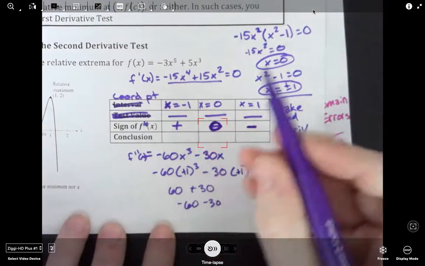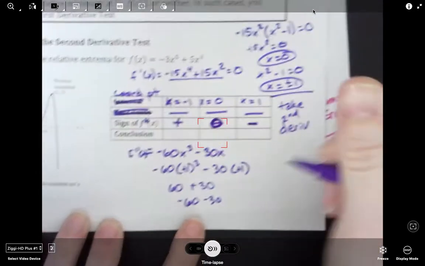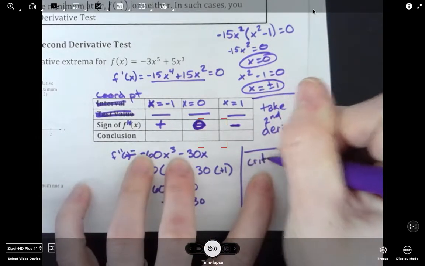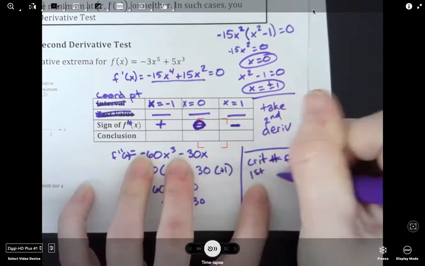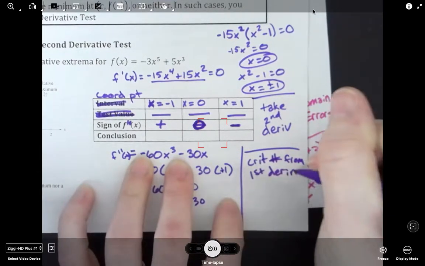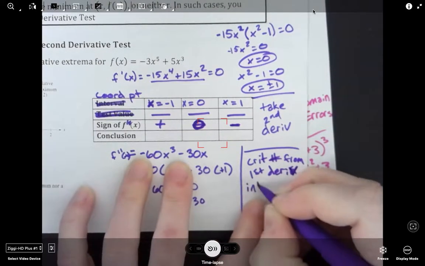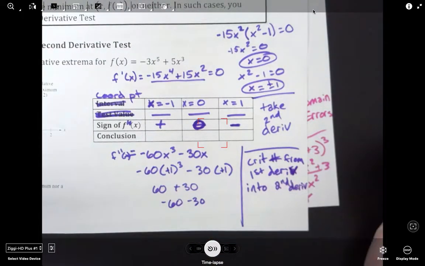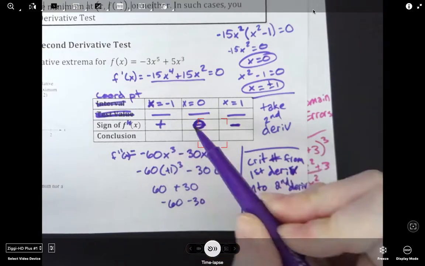So now you do your interpretation. We took our critical numbers from our first derivative. I'll put notes down here. Critical number from first derivative into second derivative. Okay, you take those critical numbers, you plug those into the second derivative. You don't do your test intervals anymore. You just take these numbers, plug them into the second derivative, and you get numbers here.